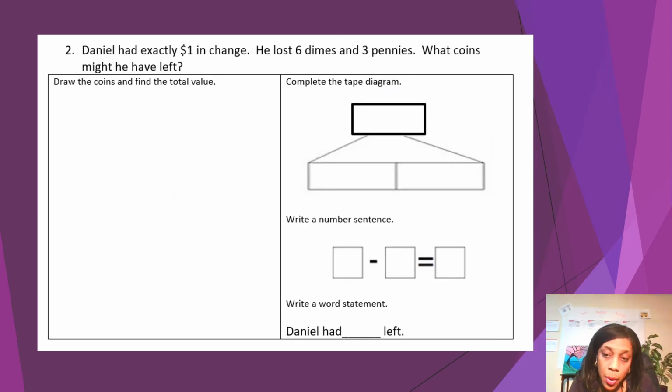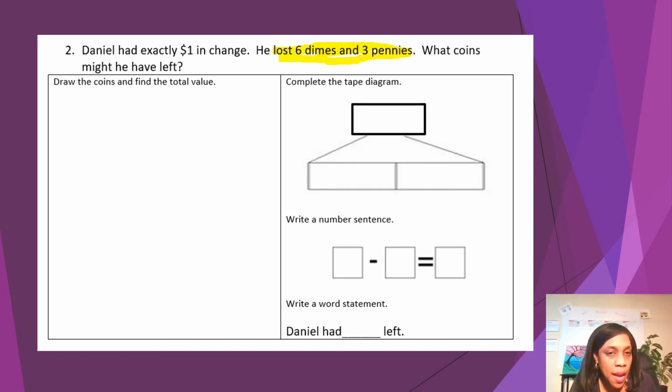In our second problem, we're looking at Daniel. Daniel had exactly $1 in change, but he lost some of his money. Let's see how much he lost. He lost 6 dimes and 3 pennies. Ooh, he lost some money here. We want to know what coins he might have left.